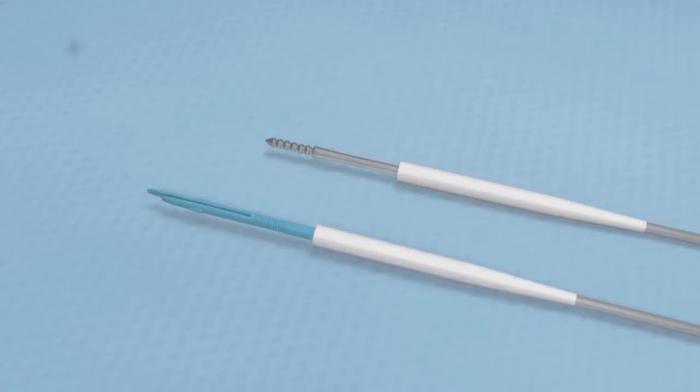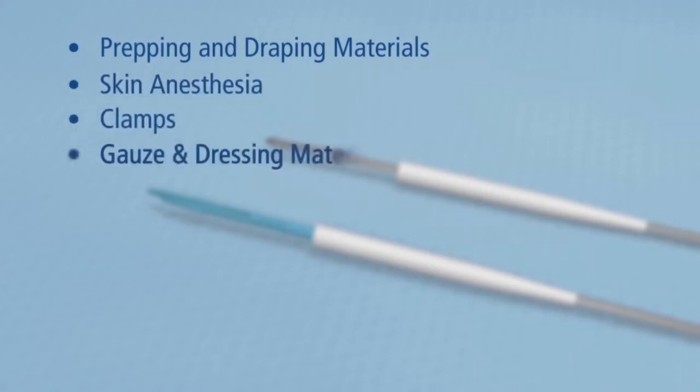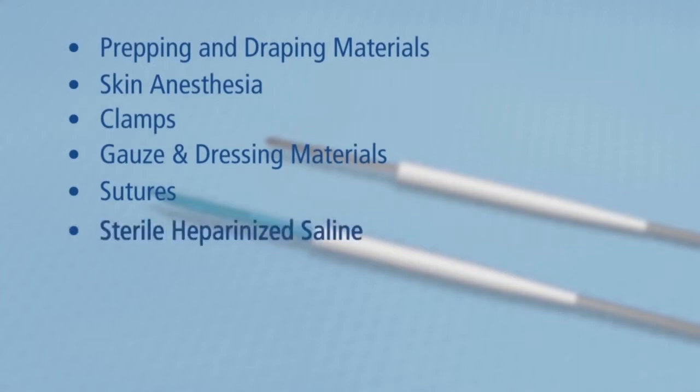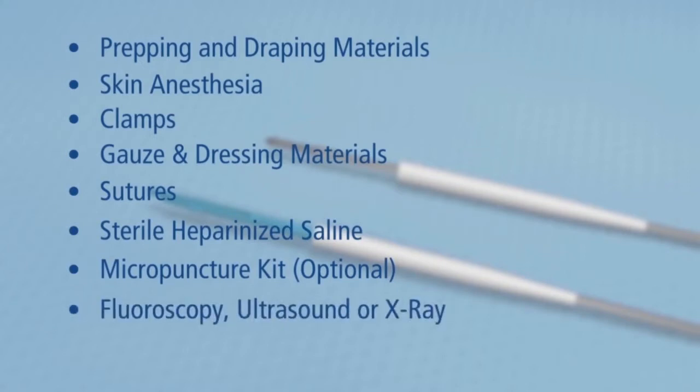Additionally, you will need prepping and draping materials, skin anesthesia, clamps, gauze and dressing materials, and a method for stabilizing the catheter such as sutures or a catheter securement device. You will also need sterile heparinized saline for flushing the catheter. Some physicians prefer to use a micropuncture kit for insertion rather than the 18-gauge introducer needle. You will also need to have access to fluoroscopy, ultrasound, or X-ray to confirm placement of the guide wire and catheter.